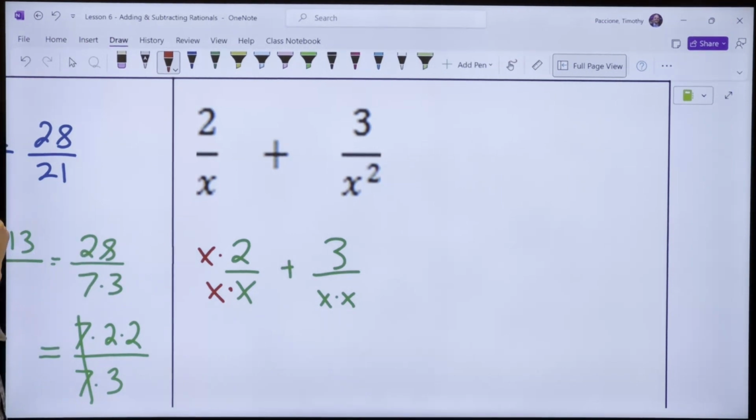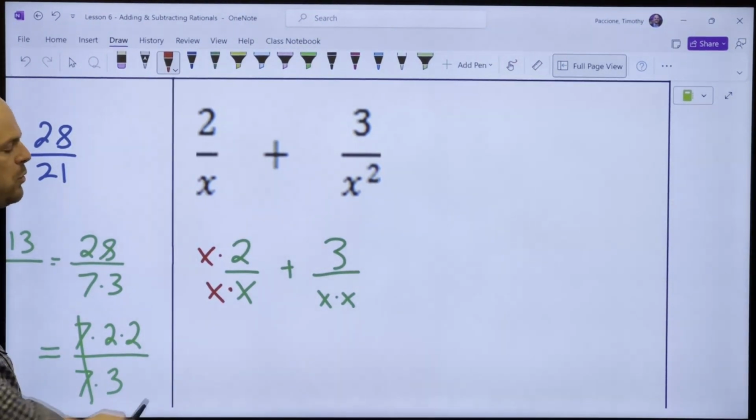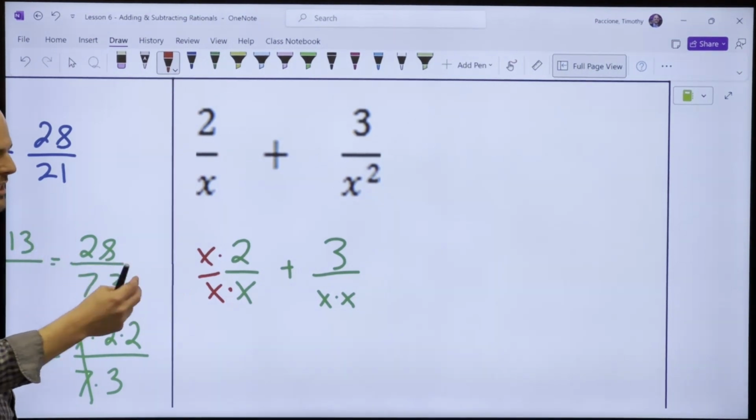Why? By the way, anyone know why I can multiply this by x over x? Because it can always be canceled, simplified back down. When I multiply by x over x, what am I actually multiplying by? 1, right? I'm not changing anything. Multiplying by 1 doesn't change anything.